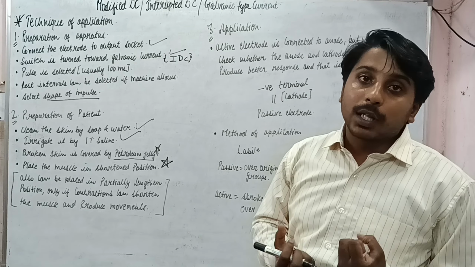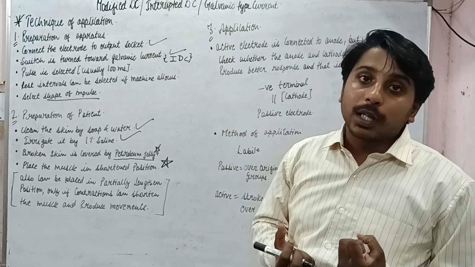What we were doing: the negative electrode was our cathode, that is passive, and the positive electrode was our anode, and it was the active electrode. So the active electrode is connected to the anode, but here we can switch it. Check whether anode or cathode produces a better response, and that is used as the active electrode. Up to the faradic current, we understood that anode is our active and cathode is our passive. But here we can check both. Either anode contraction is good or cathode contraction is good, so you can use both electrodes, and whichever is comfortable, you can use.